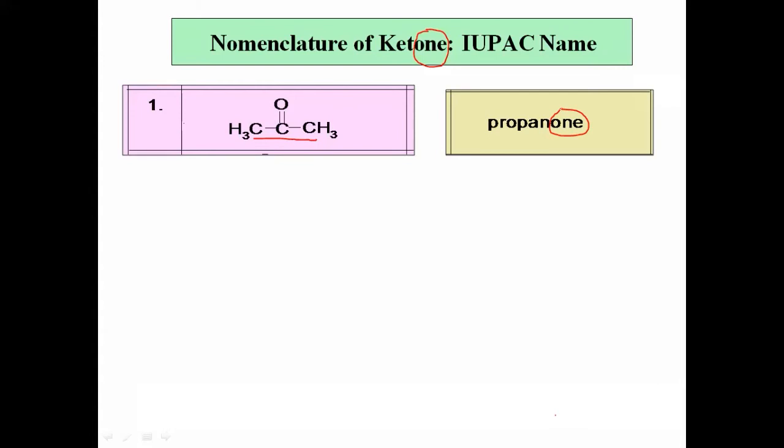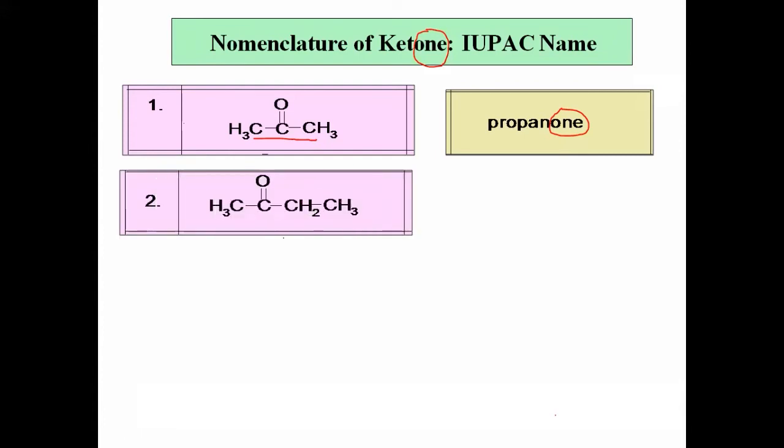This compound is also called acetone. Commonly it is called acetone. Another common name we use is dimethyl ketone. This is the common name. But what is the IUPAC name? Propanone is the IUPAC name. Okay, this is the first member, the basic member.